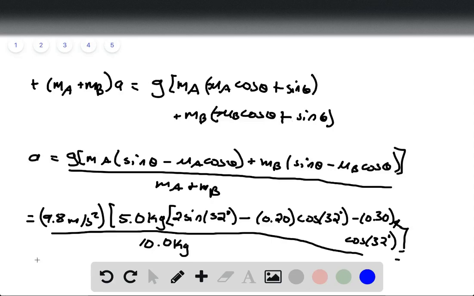So if you just plug in these numbers into a calculator, making sure that you're using degrees and not radians, using these angles here, you should get something that will approximate as 3.1 meters per second squared.